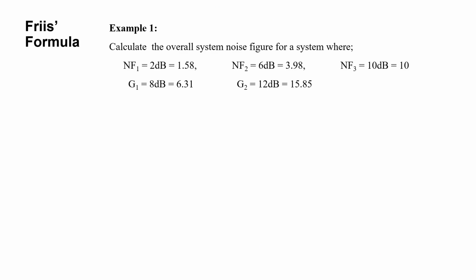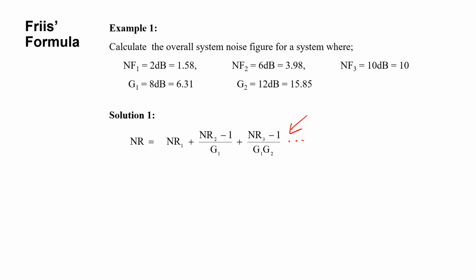So let's see a few examples of Friis formula. Calculate the overall system noise figure for a system where the noise figure of the first stage is 2 dB and gain is 8 dB. The noise figure of the second stage is 6 dB while gain is 12 dB, and the noise figure of the third stage is 10 dB. So solution, we know that this is a general form of Friis formula.